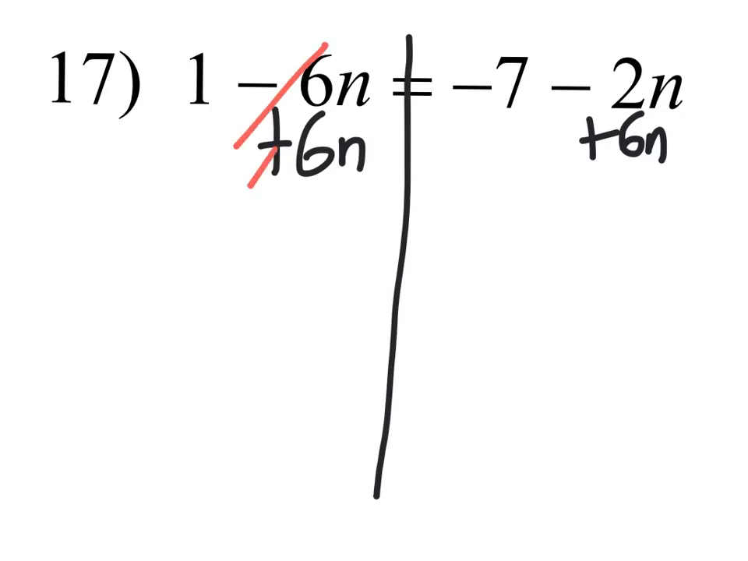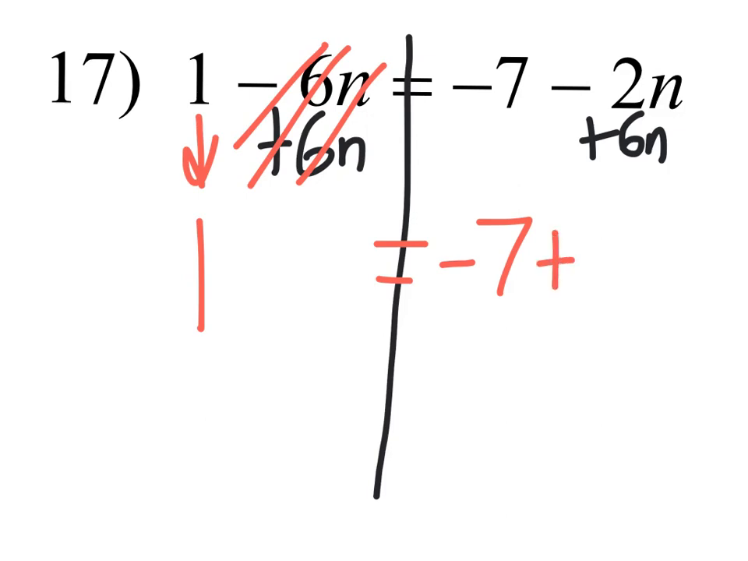These two will cancel out, and I'm done with it. I'm going to bring my 1 down, so I have 1 equals negative 7, and negative 2n plus 6n, you can check these in your calculator if you are not sure, is going to be positive 4n. I still want to get everything away from that variable, so I'm going to add 7 on both sides.